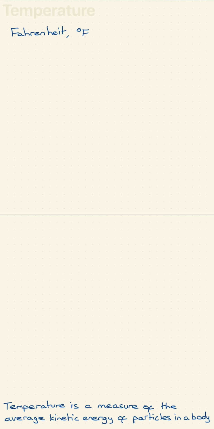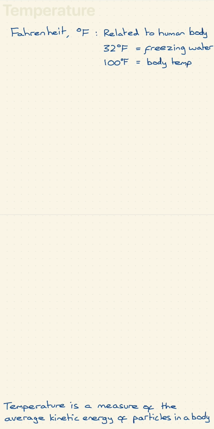The Fahrenheit scale was a brilliant idea that relates temperature to the human body. It has the freezing point of water as 32 degrees Fahrenheit and human body temperature at 100 degrees Fahrenheit. That's a great idea, but not really very good for serious science since human body temperature changes.